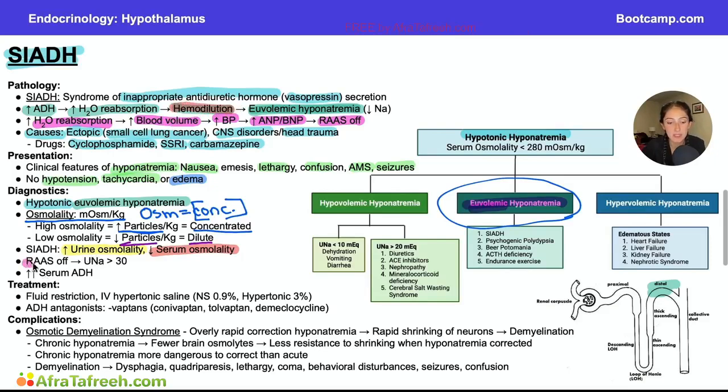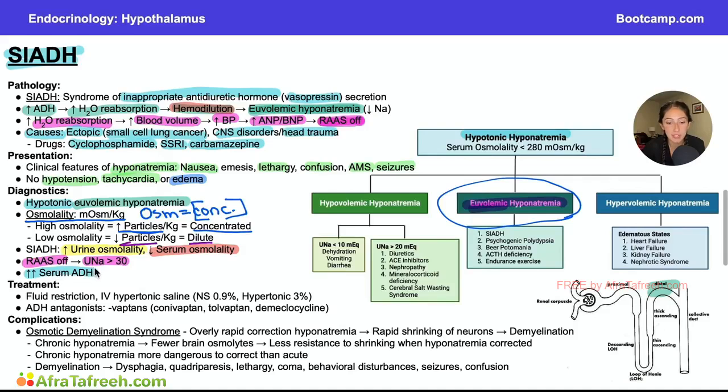Another important one is that because we discussed our RAAS system being off, remember our RAAS system is off because we have that increased volume stimulating ANP and BNP release, the RAAS system being off means that we're going to have a urine sodium that is greater than 30. Urine sodium greater than 30 is a great proxy for the RAAS system being off when things are working physiologically normal. Finally, this might be an obvious one, but we are going to have increased serum ADH. It is the syndrome of inappropriate ADH secretion, so we are going to have an inappropriately high level of ADH in our serum.